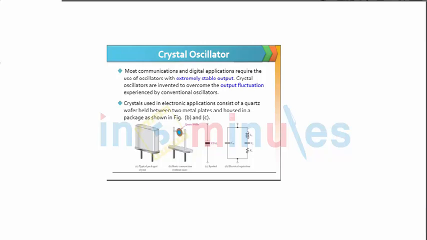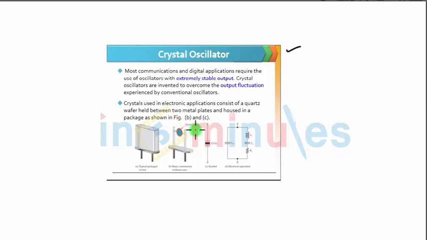Last type of oscillator is the crystal oscillator. In communication systems or digital applications where we use oscillators, we should have a very stable output. Crystal oscillators provide this stable output. If you use a normal oscillator, say an LC oscillator, like the Colpitts oscillator or Hartley oscillator, that will not give you an output as stable. For stable output, we want the fluctuations to be less. So the crystal oscillator will provide a very stable output.